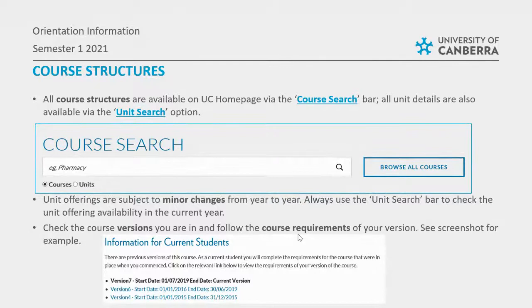I've got a couple more questions. Is there a list of required books to buy on campus? No, you'll have to look at each individual unit as to what the textbooks are and whether they're required or recommended. So check your unit outline.